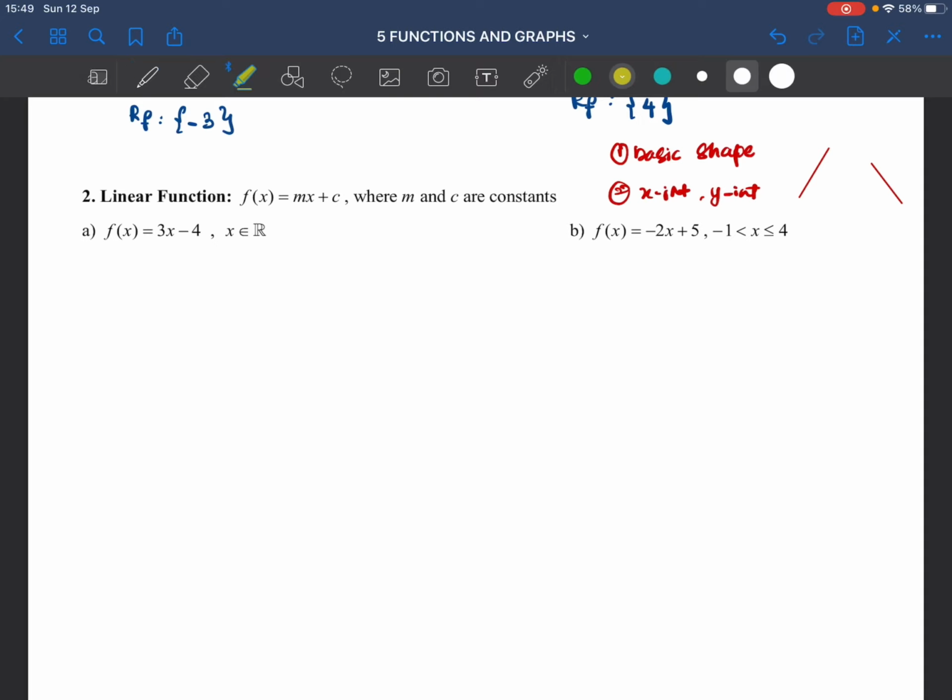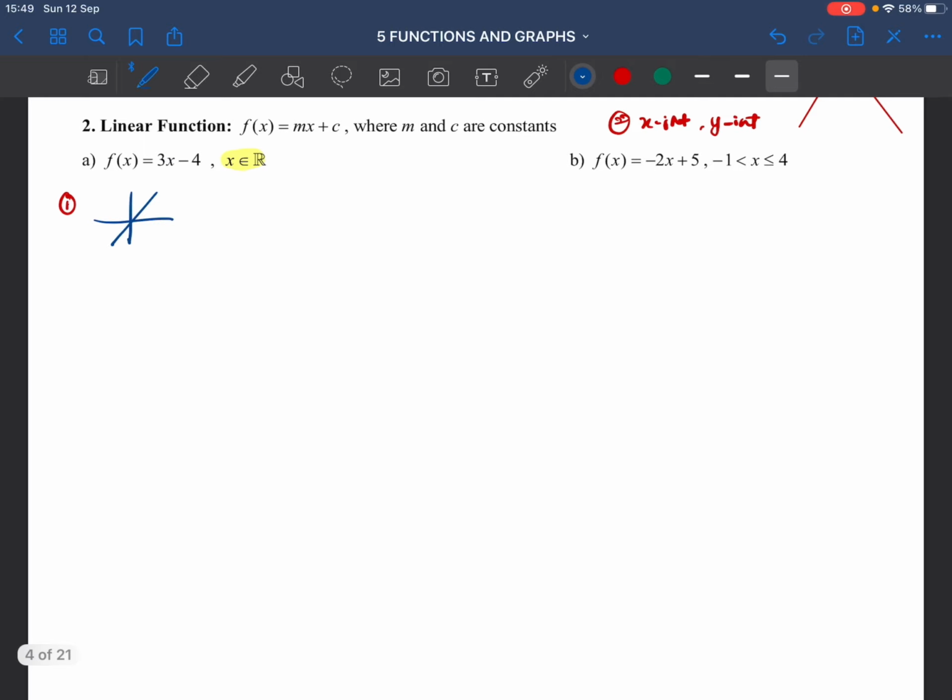Okay, so let's see f(x) equals to 3x minus 4. So we have our domain here. X is in real number. Okay, so apa benda yang dekat belakang tu, itu ialah domain kita. So now we want to determine the shape. So the shape here, dekat sini x kita positif. So kanan lah. Okay, ini. Okay, just buat kecil je. Itu ialah kita punya basic shape.